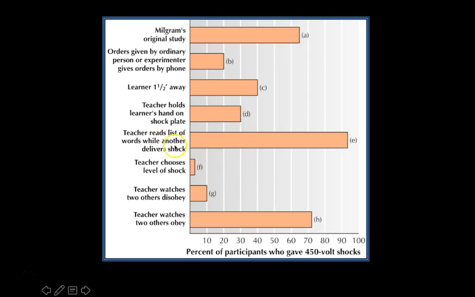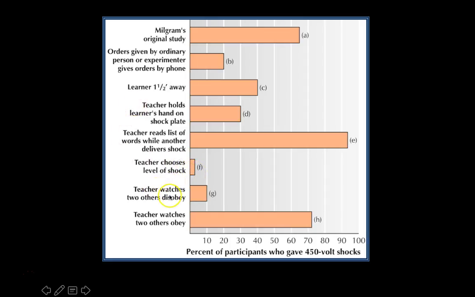Teacher reads lists of words while another delivers the shock. Here the teachers continue even more. Almost all of them continued because they're not actually delivering the shock. Now, a couple of other things, very social psychological things to watch. When the teacher chose the level of shock, it's up to you how much you want to shock them, nobody went to 450 volts. Almost no one.